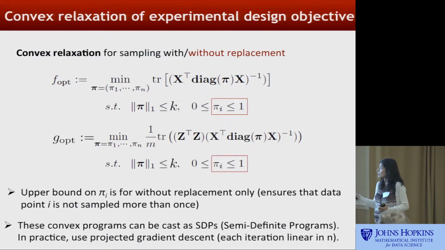Just a quick note that these are now convex programs. They can be solved using semi-definite programming, which is nice because these are not combinatorial, they are convex. But SDPs are not too good. Actually, it turns out they can only scale up to problems of size 200 or 300. So what we do in practice is use projected gradient descent, and we can show that each iteration in the projected gradient descent for these objectives is linear in n, which is nice.